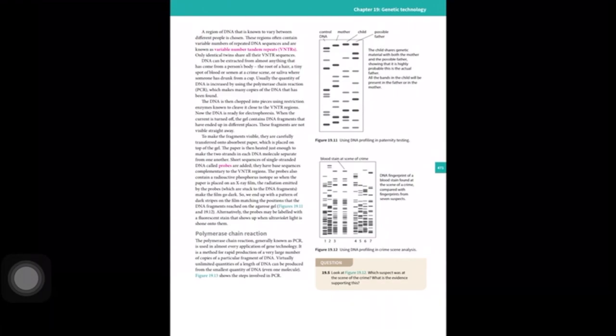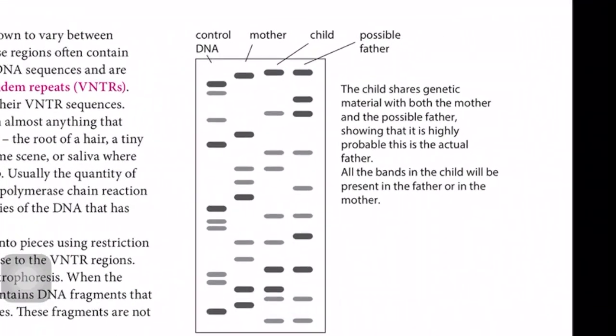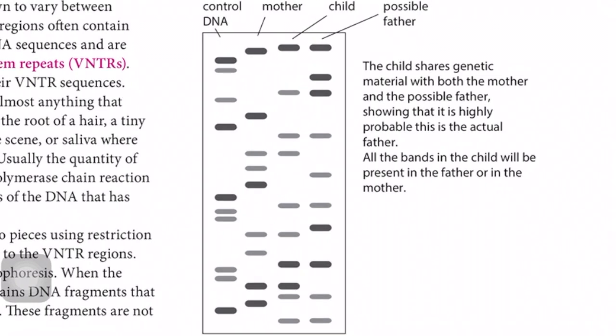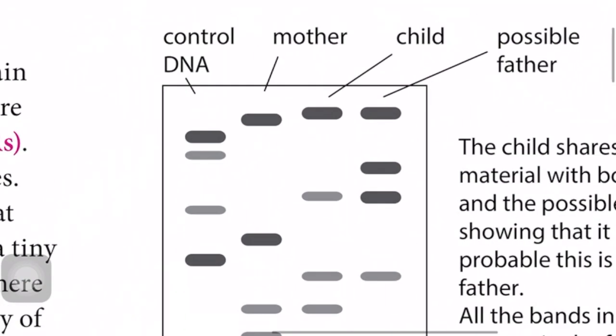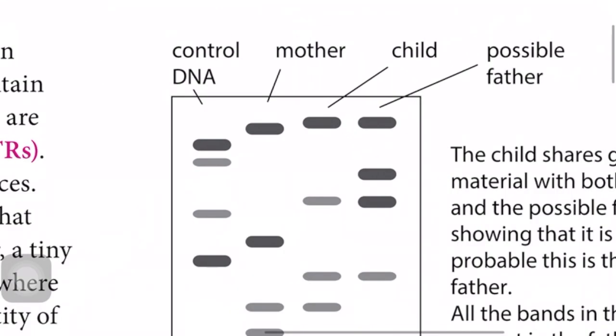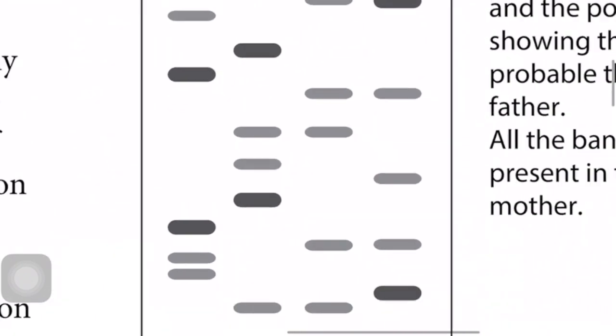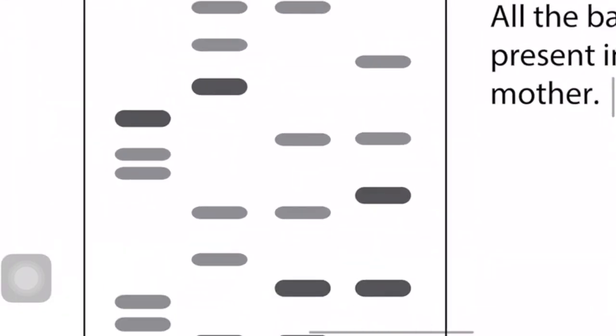Now let's see how fingerprinting is used. Suppose that the child shares genetic material with both the mother and the possible father, showing that it is highly probable that it is the actual father. All the bands in the child will be present in the father or the mother. Look at this. Child, father. These almost match, these almost match, these almost match with the child. These match with the child. This matches with his father. This matches with his mother and slightly with his father.